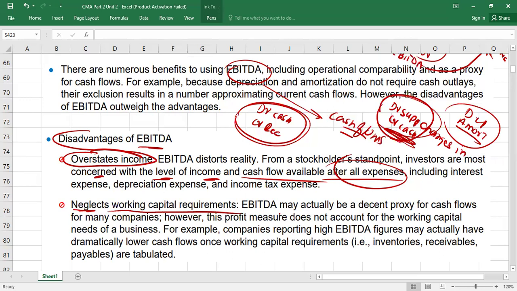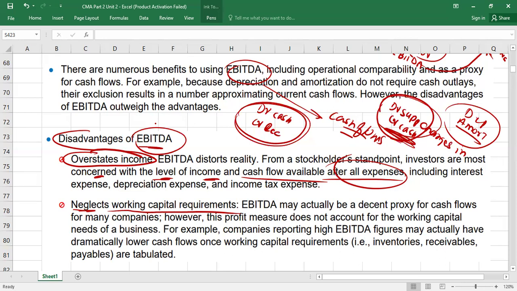As I told you, the changes in current assets and current liabilities are not being recorded in EBITDA, but these things are recorded in the cash flow statement, right? So that's why we cannot say it is a 100% proxy of cash flows. No, it's not 100%, but it is close to that. Okay, so this is the advantage and disadvantage.